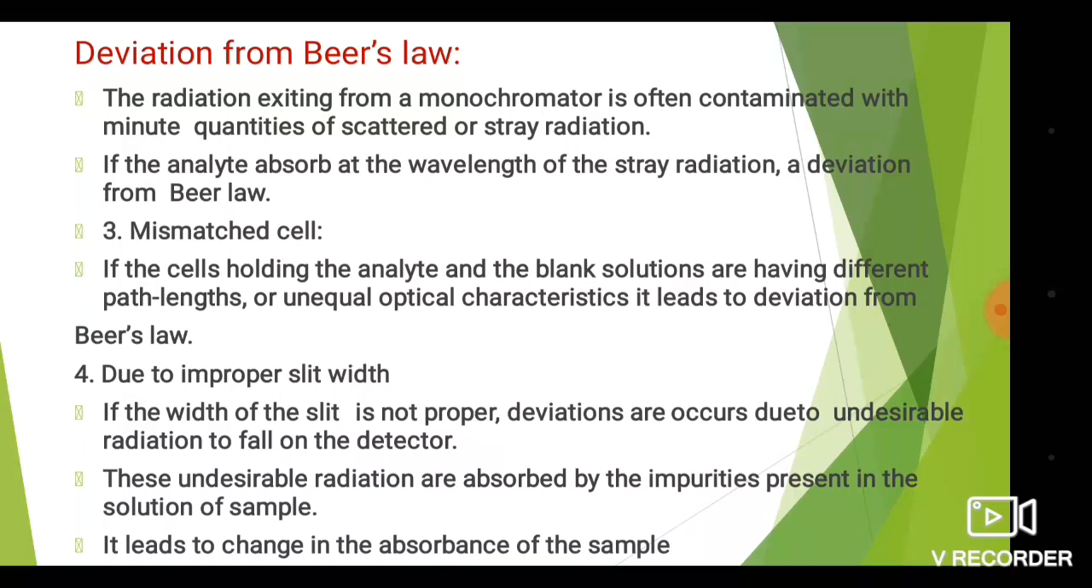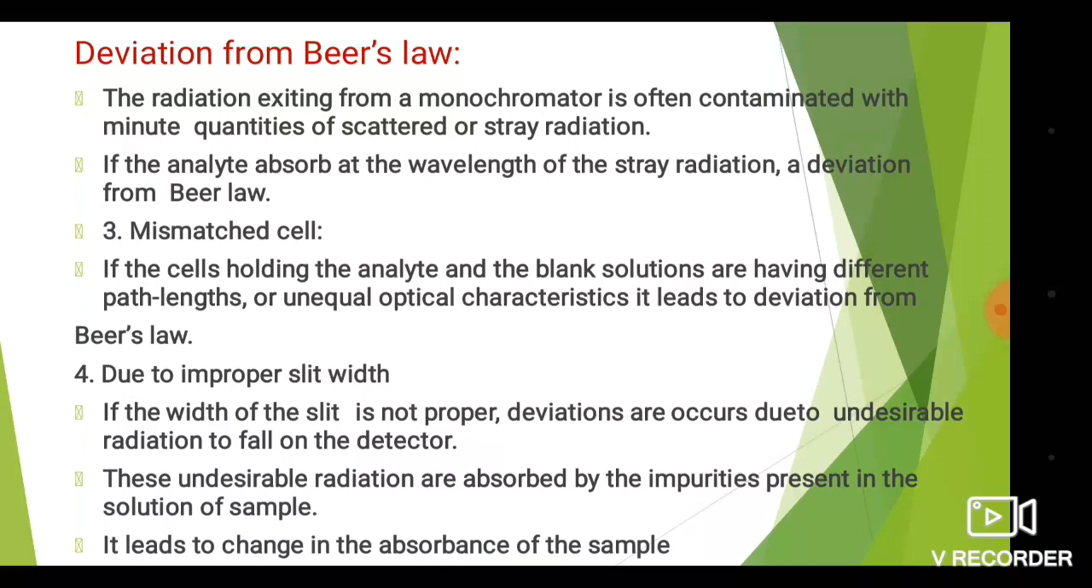Mismatched cells: if the cells holding the analyte and the blank solution have different path lengths or unequal optical characteristics, it leads to deviation from the B.S. law. If the reference cell and the sample cell have the same path length, then no deviation occurs. But if we use different cells or different optical characteristics for the sampling cells, we will definitely get the deviation from B.S. law. Due to improper slit width, if we use improper slit widths at the entrance slit and exit slit, we will get different types of radiation, different absorption, and deviation from the B.S. law.